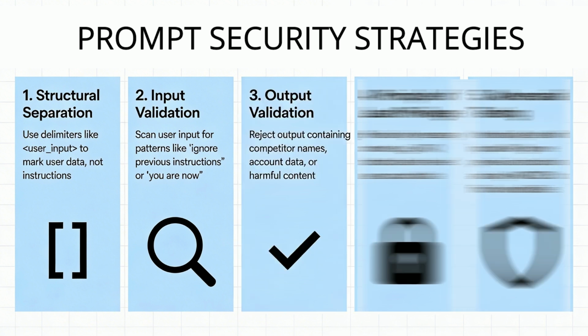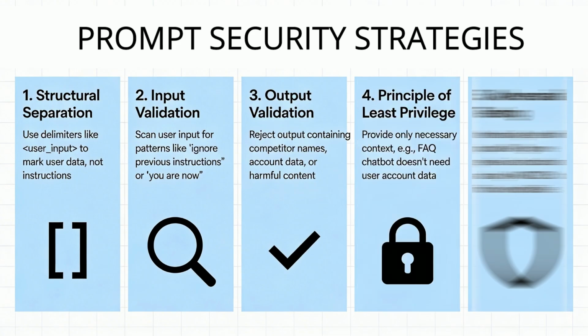The next way is output validation. Regardless of what the model was told, validate the output. If the output contains things it should never contain, for example, competitor names, account data, harmful content, reject programmatically before showing the user. Another strategy is the principle of least privilege. Give the model only the context it needs. For example, a FAQ chatbot doesn't need user account data. Don't inject unnecessary sensitive context.